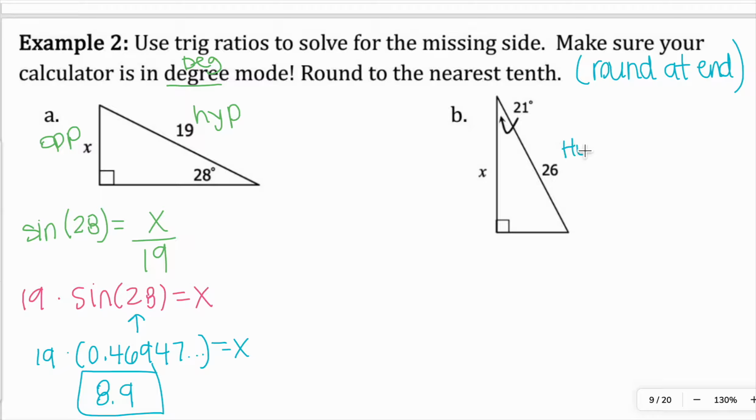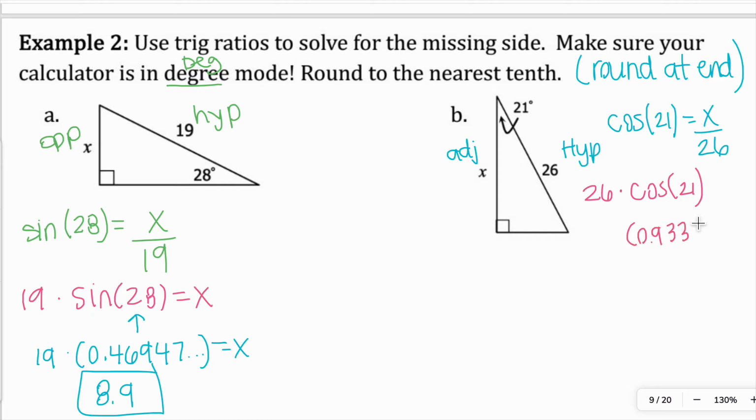Okay, so letter B, we have 21. We have the hypotenuse available and the adjacent side. So this is going to be cosine. So I'm going to use the cosine ratio for 21 equals x over 26. To solve for it, I'm going to cross multiply, or just take 26 and multiply it by cosine of 21. So 21's cosine is giving me 0.9335, etc. And I'm just going to multiply that by 26, and I'm getting 24.27, so we're going to round that to say 24.3.